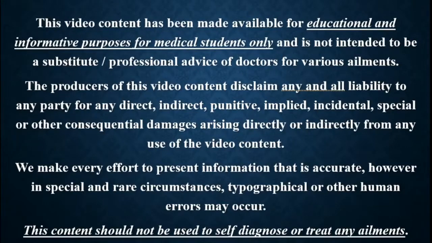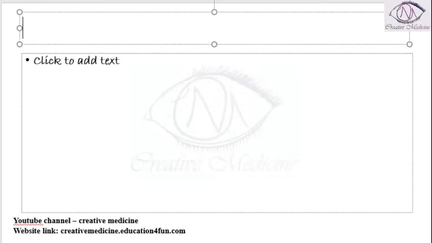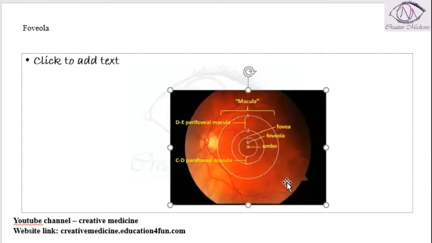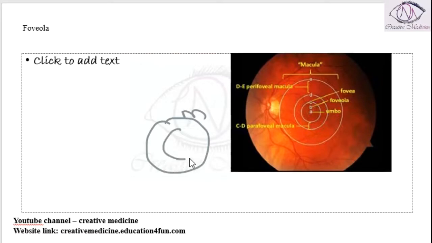In this lecture, we will learn about the fovea. Then the center of the fovea also contains a foveola. So this foveola is actually present inside the fovea. So this C is the fovea. Inside the fovea we have the foveola. So if this is the macula, in the center we have the fovea. Inside it we have the foveola.